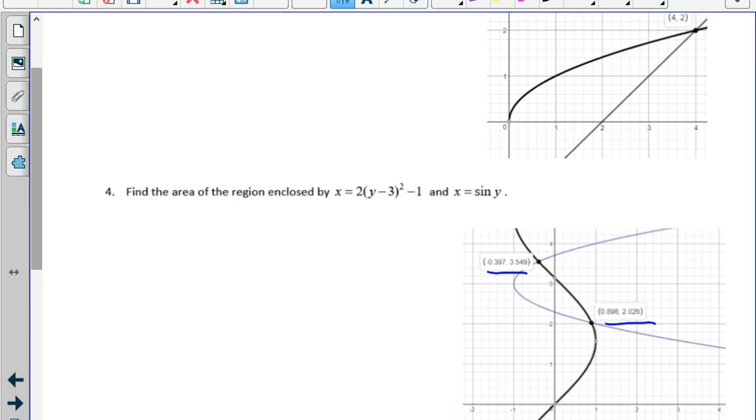Let's check to make sure that this is actually the most efficient way to do this. And if I look at this, if I'm going right minus left, notice that my right curve never changes and my left curve never changes. So this is actually probably the best way to go about this. So I'm going to integrate from my lower bound, which is going to be a y value, remember, and my upper bound, which is also a y value. I'm going to choose y values in this case because all my functions are in terms of y. So that's from 2.026 to 3.549.